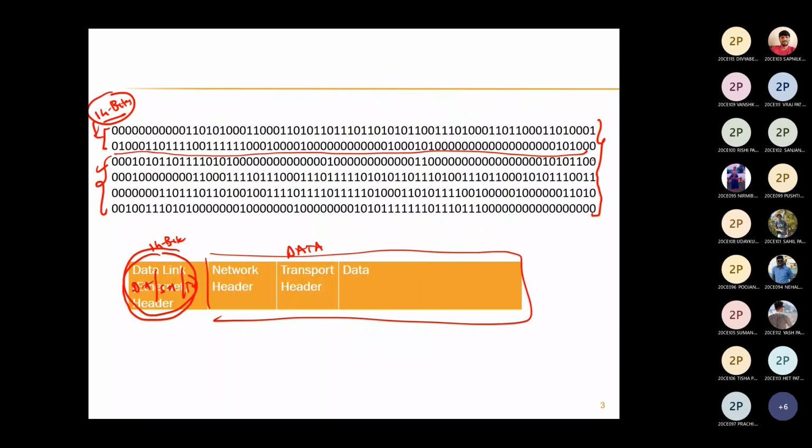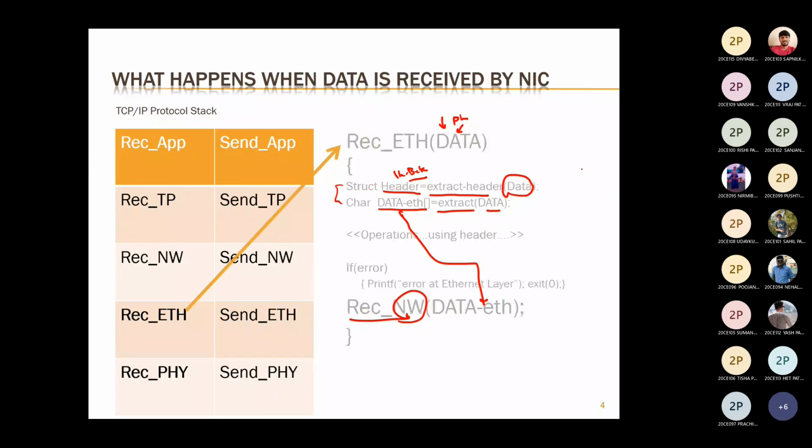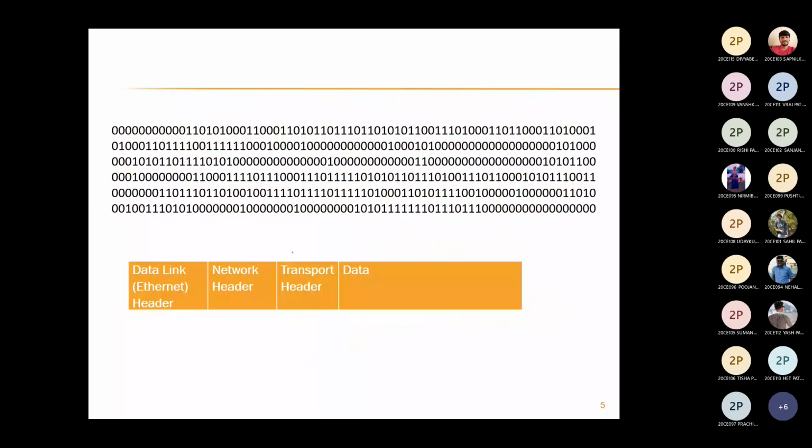Meaning the rest of the four rows will be given to the network layer. So the network layer will not have the header; it will have only the four rows. Okay, so now we are talking about the network layer.